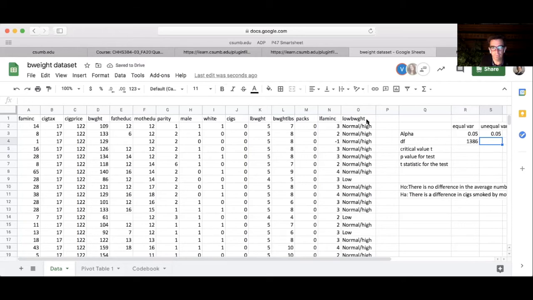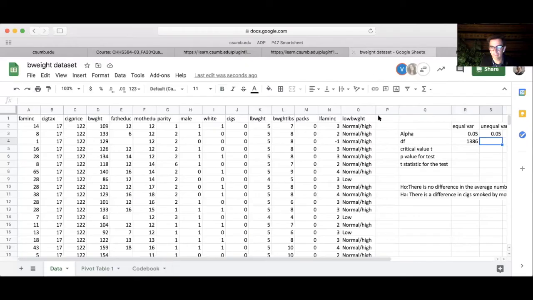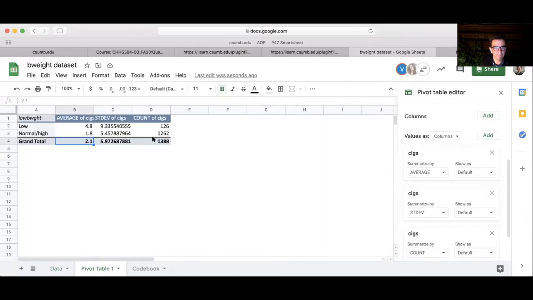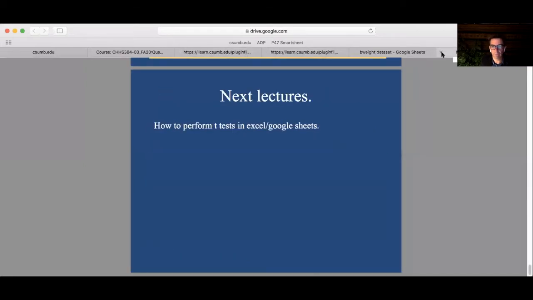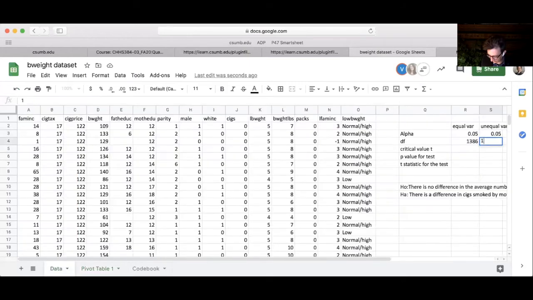Now, the degrees of freedom, assuming unequal variances, that's given by, we get n1 minus 1, you know, the n for the first group minus 1, and then the n for the second group minus 1, and we choose the smaller of those two. In this case, this one minus 1 and this one minus 1. That minus 1 is 125. That one minus 1 is 1261. 125 is the smaller. So we will choose that one. So it's 125 here.